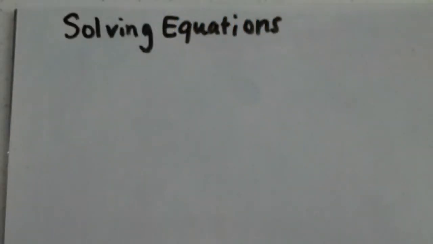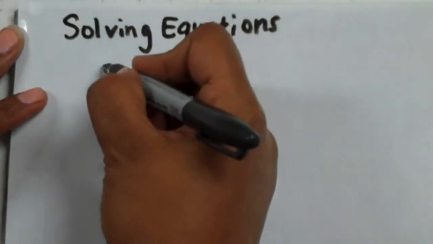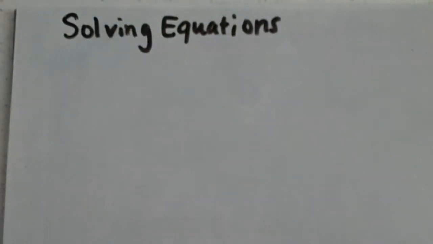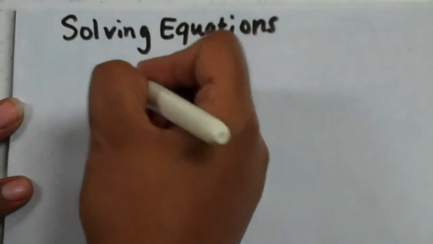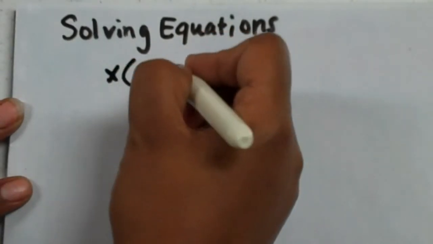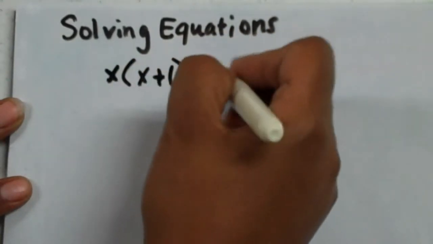And here we are with solving equations. For solving equations, if you've been working with factoring, this is where factoring will actually come in handy. So let's say we already have something that's been factored. Let's say we have x times x plus 1 is equal to 0.